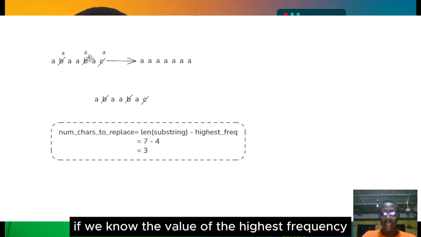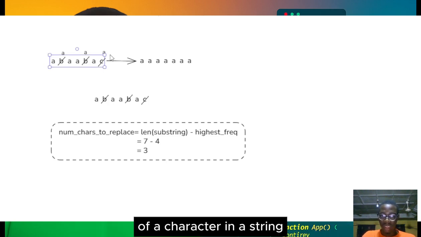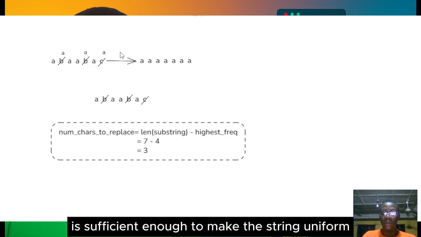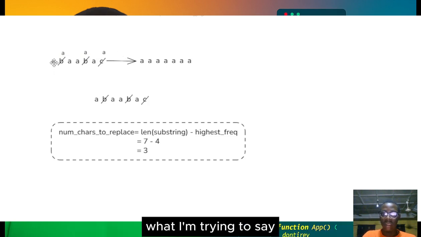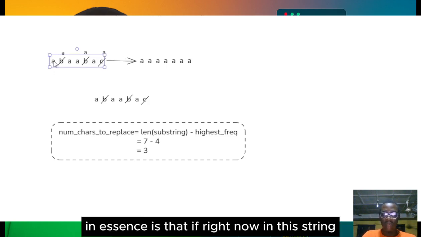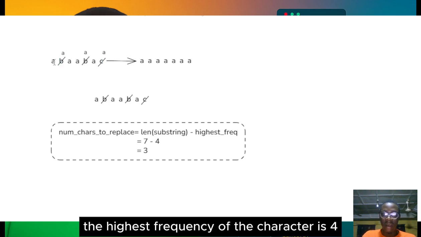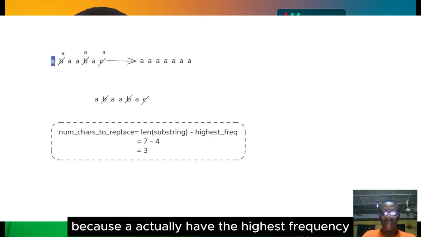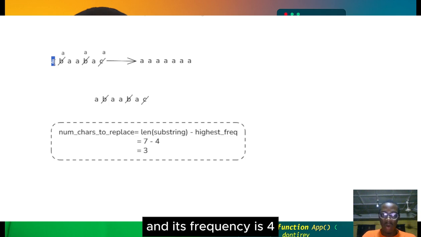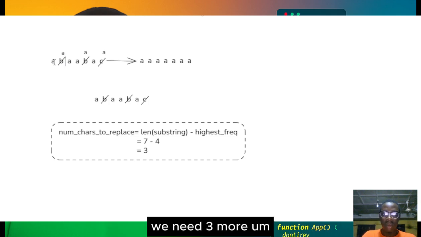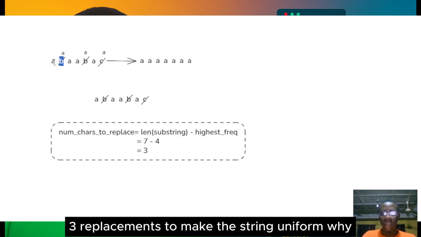This suggests that if we know the value of the highest frequency of a character in a string, then we can determine if our value of k is sufficient to make the string uniform. What I'm trying to say in essence is that right now in this string we know that the highest frequency is 4, because A has the highest frequency and its frequency is 4, and because of that we need 3 replacements to make the string uniform.